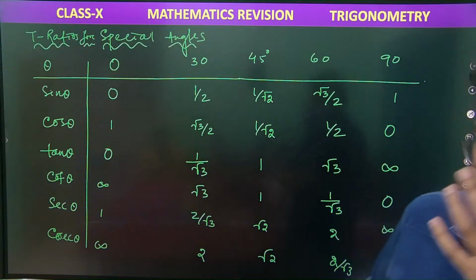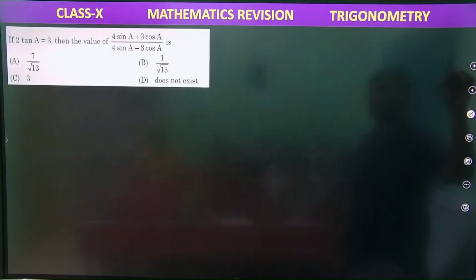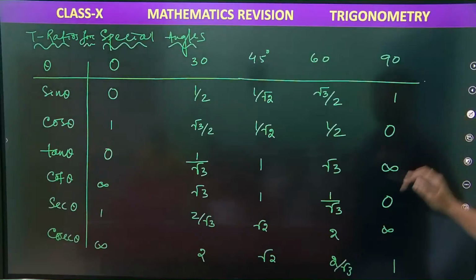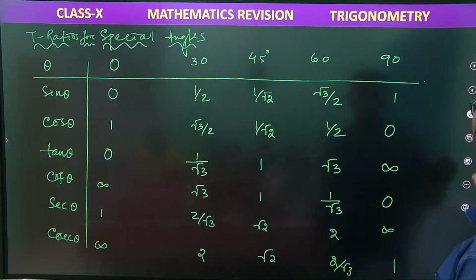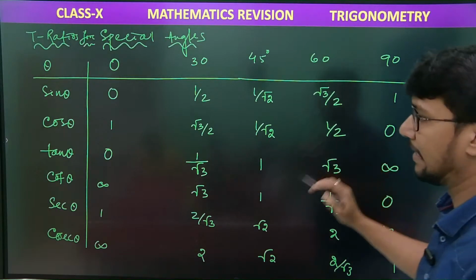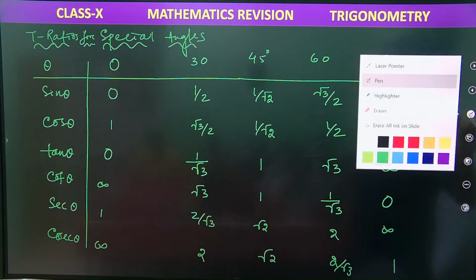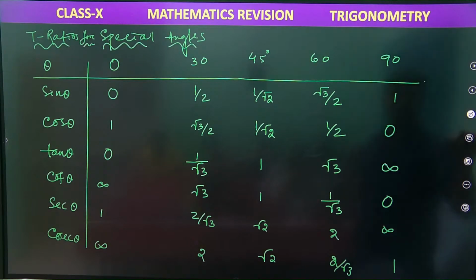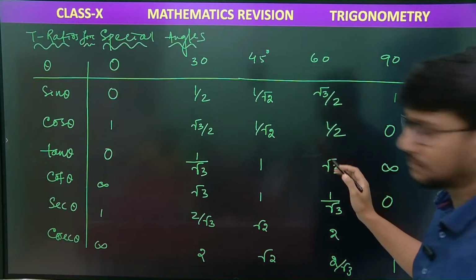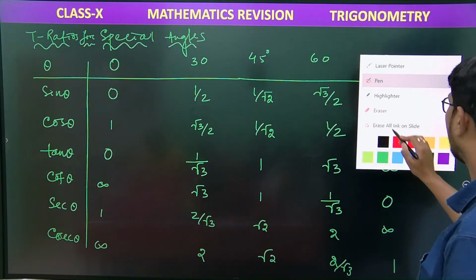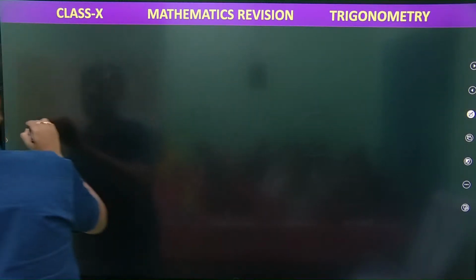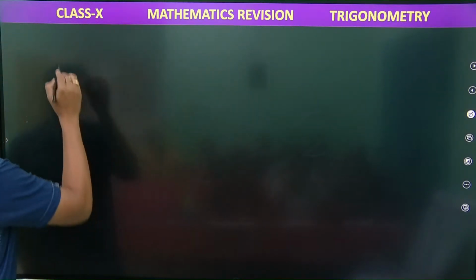Next is identity. How many identities are there? Three identities. So let me erase this slide and write here only. Okay, chalo. Have you written, everyone? Let us write the identities. How many identities are there? Three identities are there.